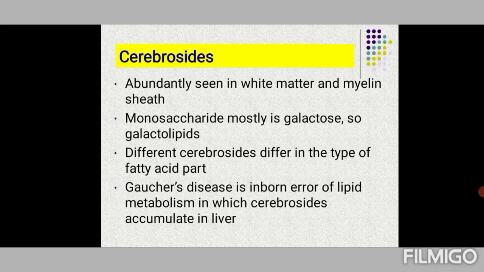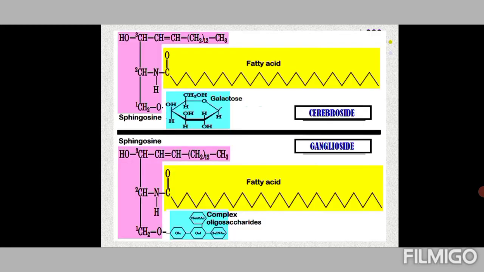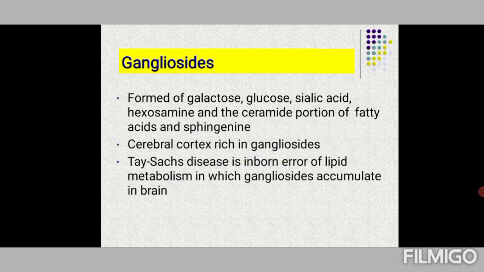Gaucher's disease is an inborn error of lipid metabolism in which cerebrosides accumulate in the liver. So that is something clinical. Gaucher's disease, with accumulation of cerebroside. Like that, in the case of ganglioside, there is Tay-Sachs disease. It's an inborn error of lipid metabolism where ganglioside accumulates in the brain, whereas in Gaucher's disease, cerebroside accumulates in the liver. In Tay-Sachs disease, the ganglioside accumulates in the brain.